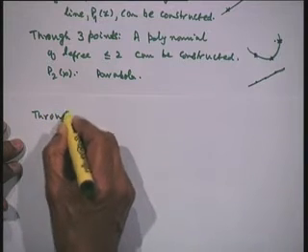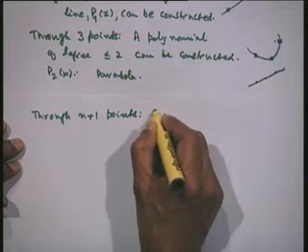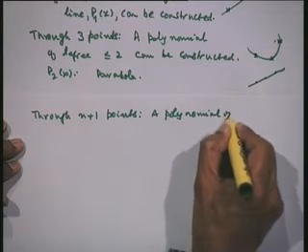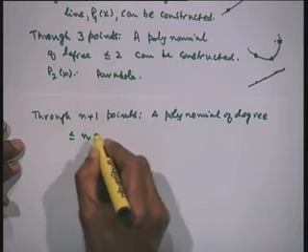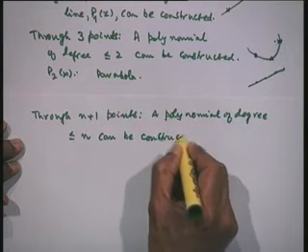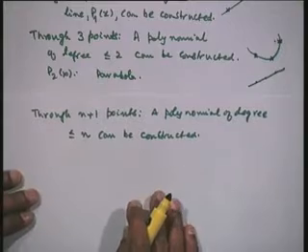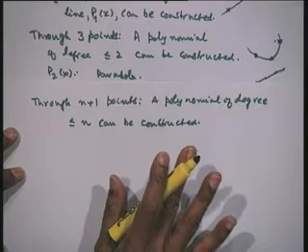Therefore, in general, I now have n plus 1 points. Therefore, through n plus 1 points, a polynomial of degree less than or equal to n can be constructed. Now, the existence of this can be proved mathematically also.